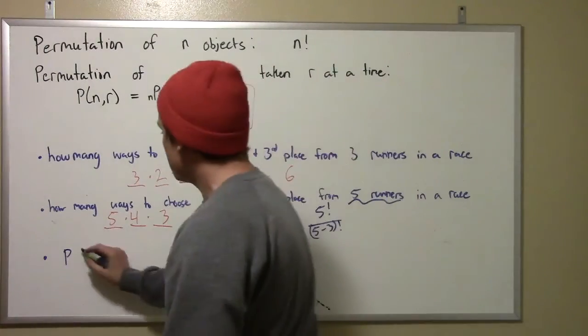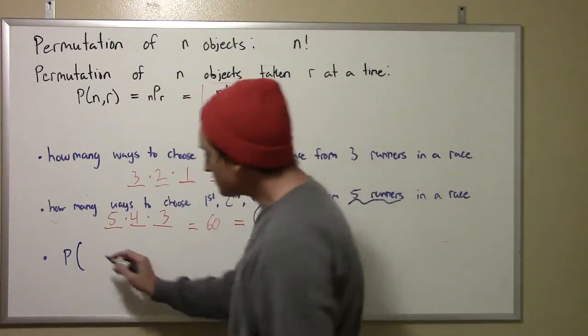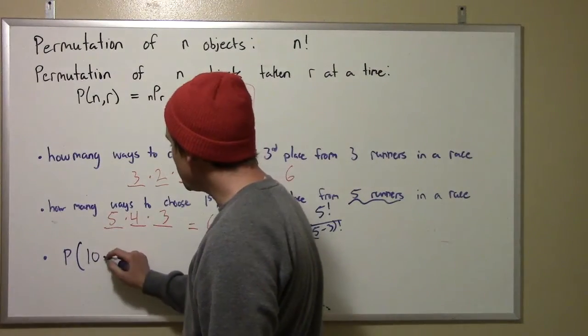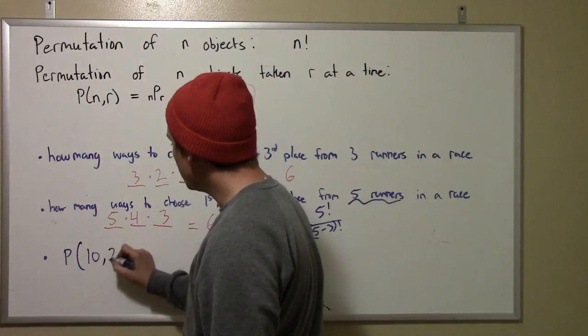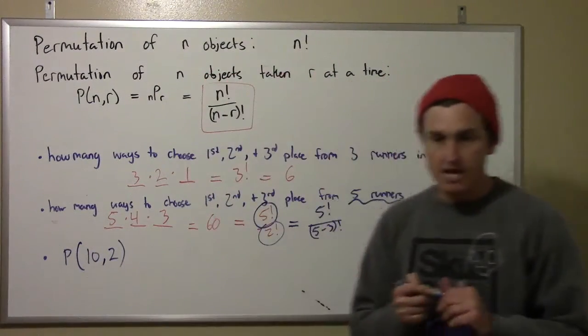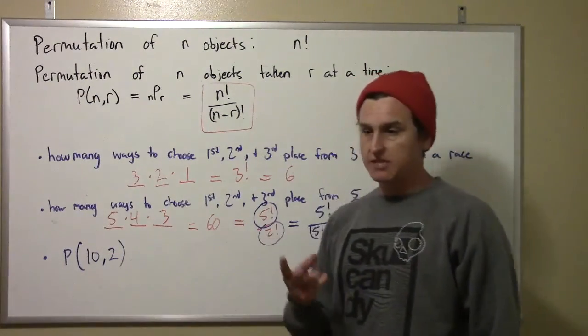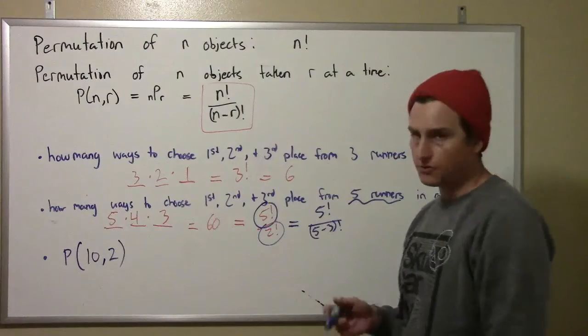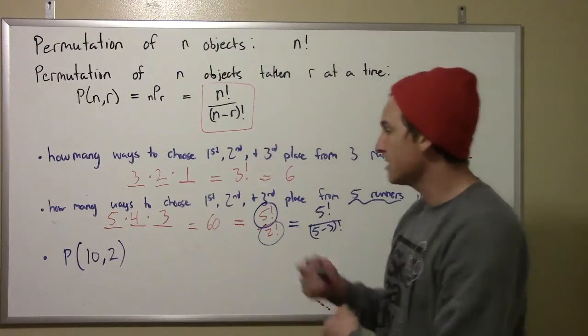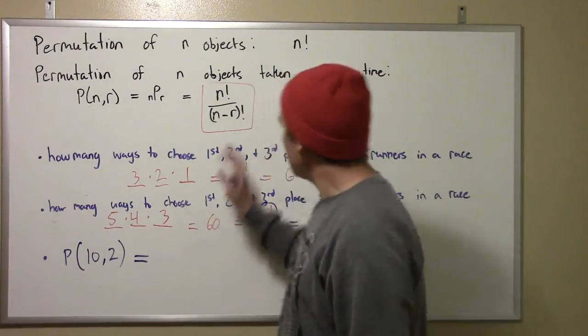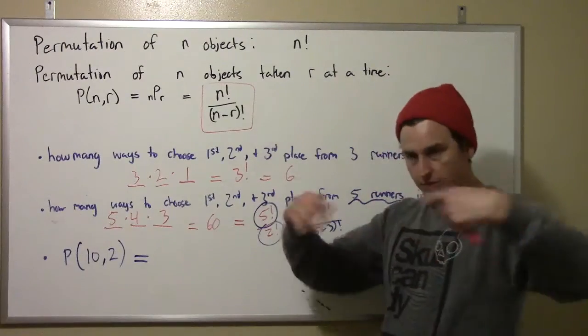Okay, so let's do a permutation. We're going to have 10 objects to choose from, and we're going to choose 2 of them. We want to see how many different ways there are to arrange 2 objects from a list of 10, and all the different orderings of 2 that we could have. So again, let's just go with what the formula says, and then let's put all the ideas together.